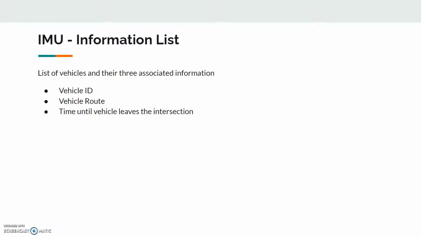Also with the IMU comes an information list, and this is just a list of all the vehicles that are interacting with the intersection, and this includes the vehicle's ID, the route the vehicle is taking, and the time until the vehicle leaves the intersection.